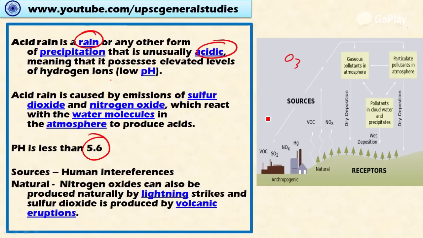So there are different sources which contribute acid rain pollutants into the atmosphere. These include human interferences by means of emission from fossil fuels and industrial pollutants, and also natural sources, including the emission of nitrogen oxide by lightning, and the emission of sulfur dioxide through volcanic eruptions. But here the human interference is much more than that of the natural sources.